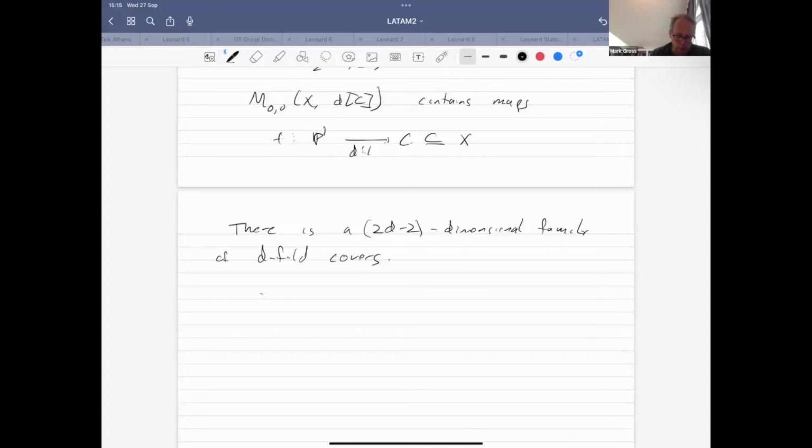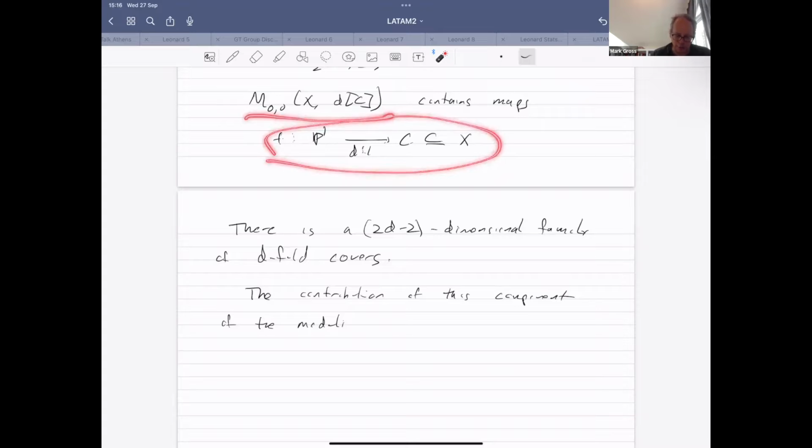But you can still compute the degree, the contribution of this component of the moduli space. There will be a connected component of this moduli space consisting precisely of these maps.